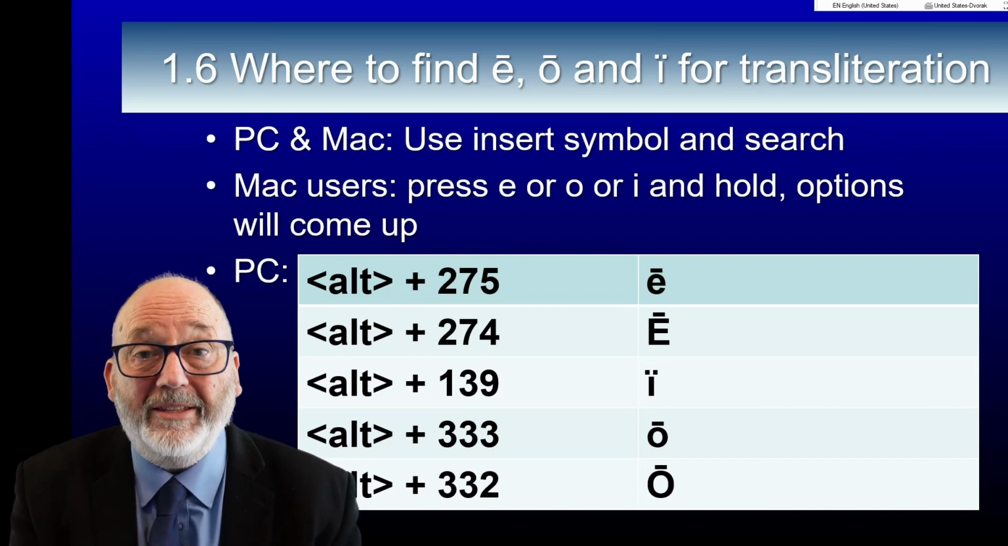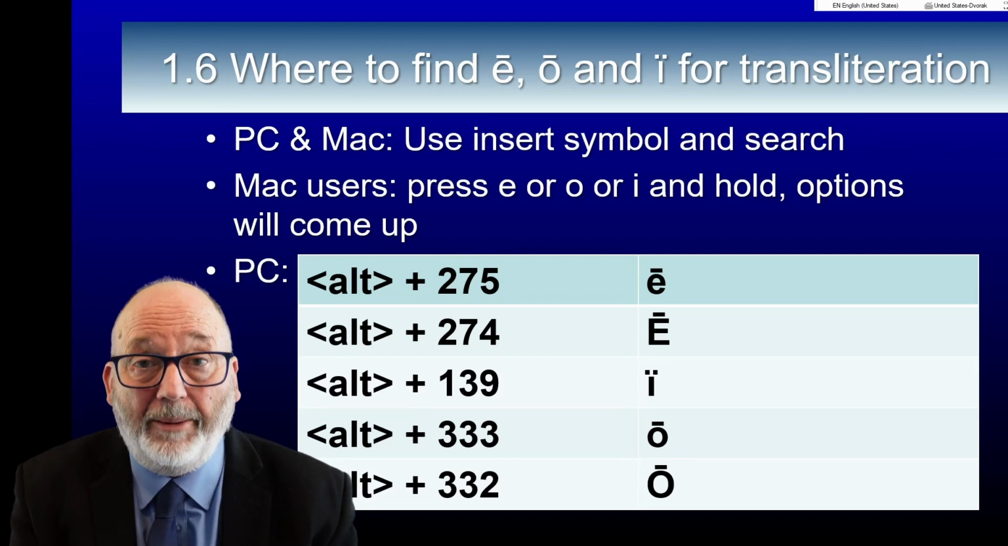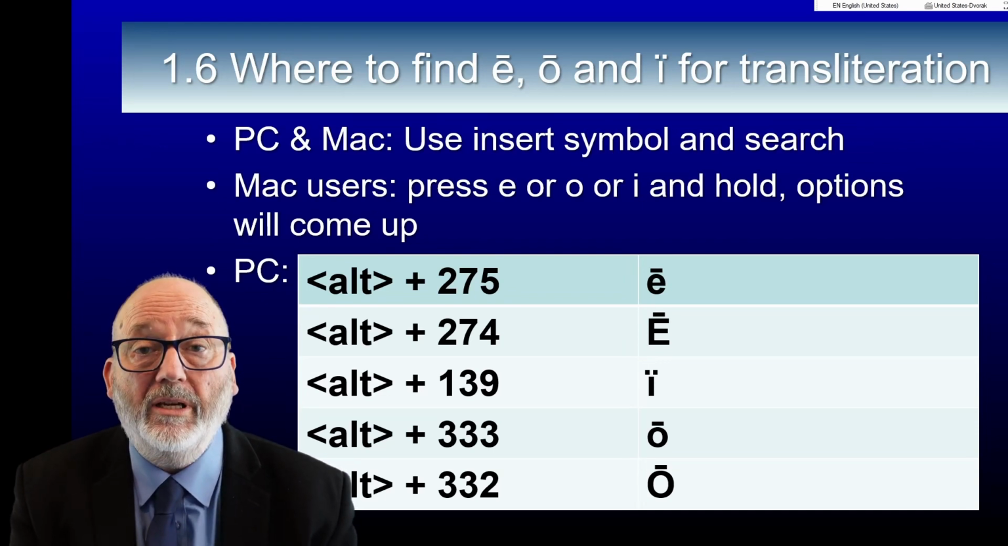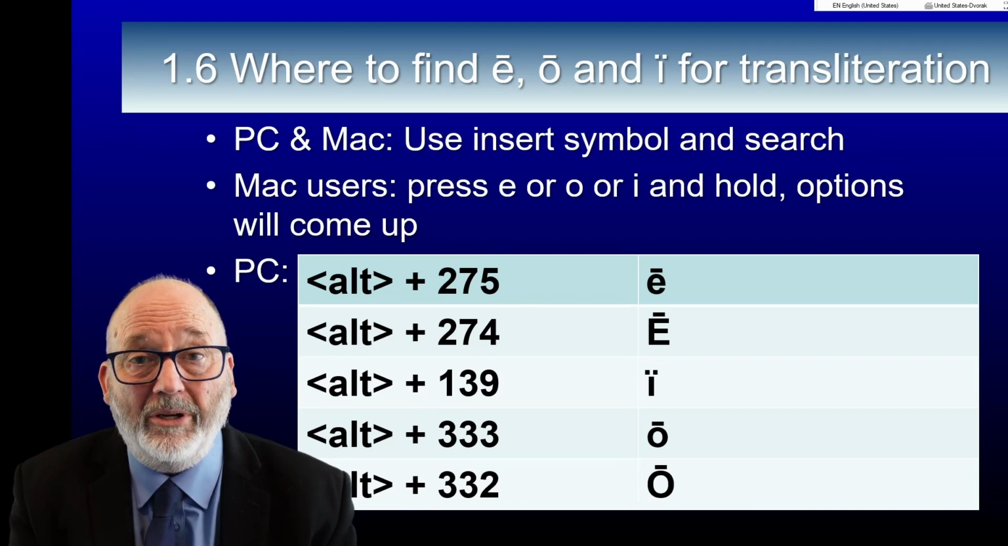Well, there is a way that always works. It's a bit slow and cumbersome, but on both a Mac and a PC, if you're using Microsoft Word, you go to the Insert menu, and choose Symbol, and if you look long enough, you'll eventually find an E with a bar over it and an O with a bar over it, and you can use those to insert.